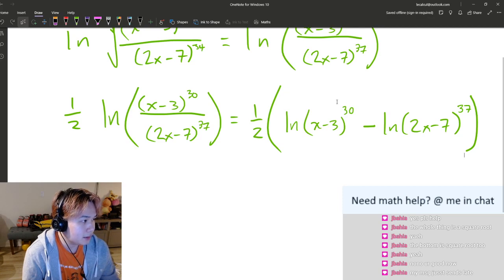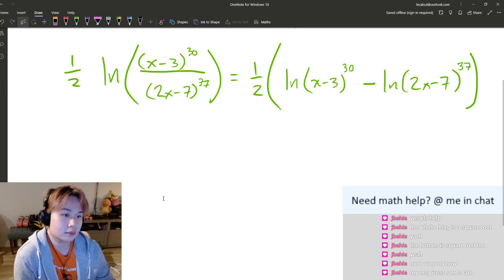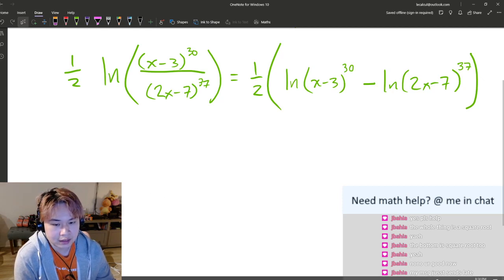And then you keep going. Then you do this one, and then you do this one, and then that's all you can do because there's no laws about adding and subtracting inside the logs. And then that's all you can do. And then I don't know if they want you to simplify, to be honest.